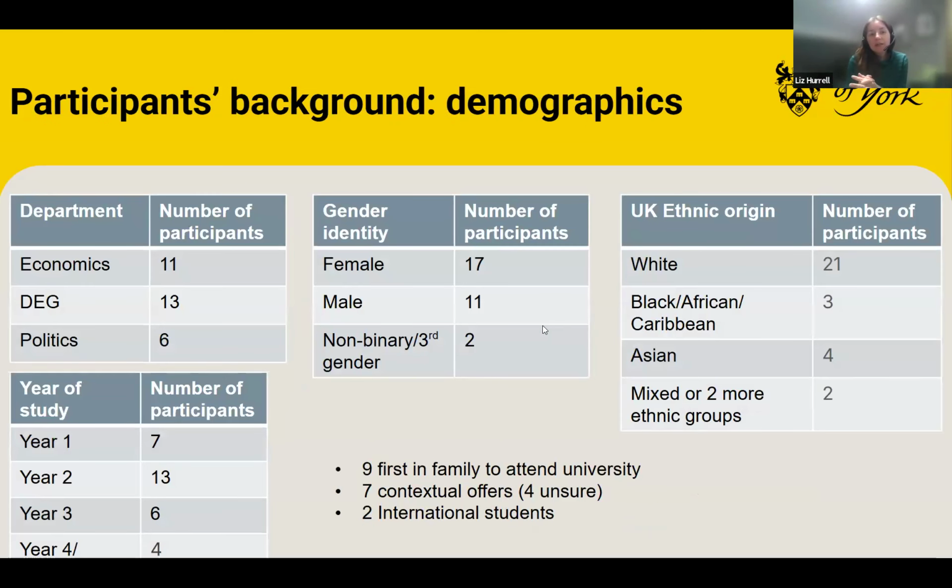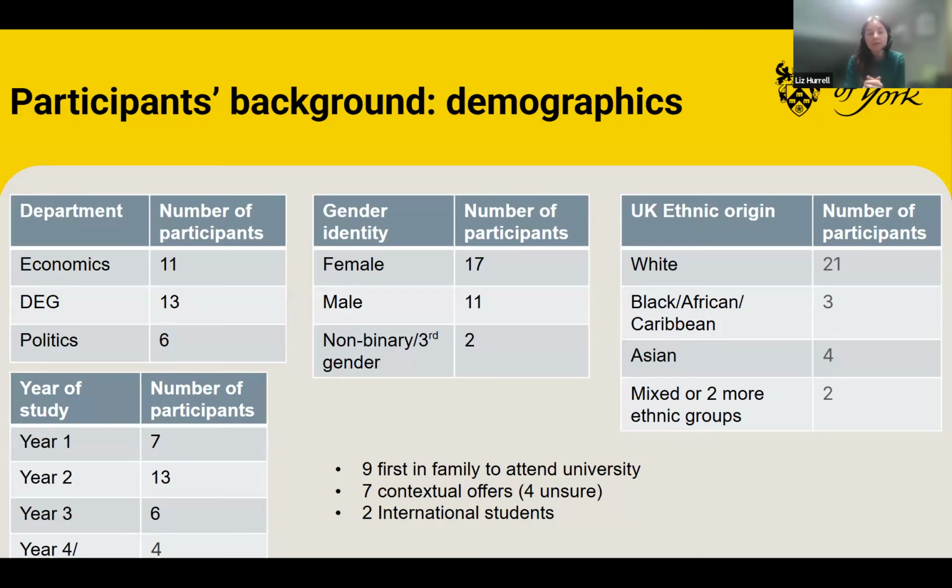One of the aims of the project was to try and get a diverse range of students involved. It was an EDI project, so we wanted to make sure that we had that diversity in our participants. University of York is not the most diverse university, so some of these values do reflect that, but we're happy that we've got the range of diversity that we are able to at the University of York. So, for example, we do have students who were first in their family to attend university.